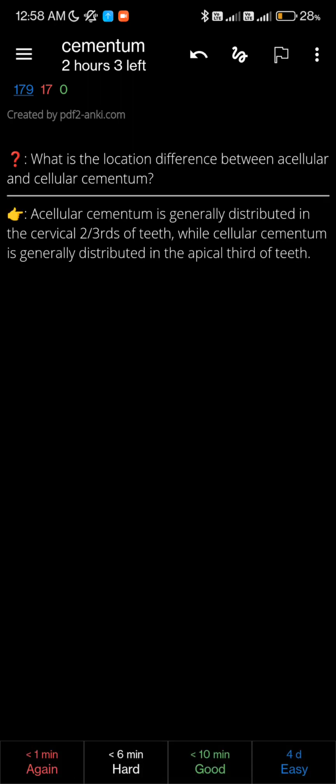What is the location difference between acellular and cellular cementum? Acellular cementum is distributed in the cervical two-thirds of the root, but cellular cementum is distributed in the apical one-third of the teeth, and it has cementocytes.